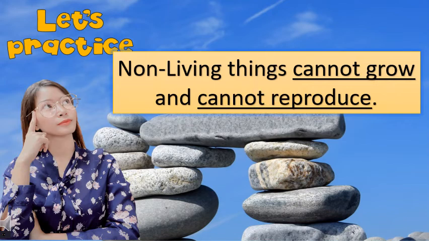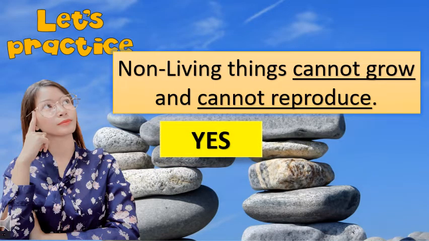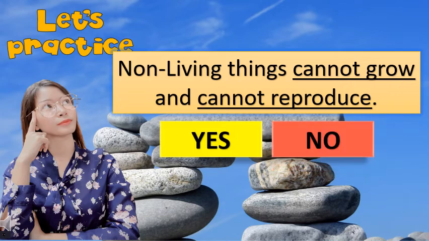Non-living things cannot grow and cannot reproduce. Is it yes or no? Perfect! Yes! They don't grow and they don't have children. They cannot grow and cannot have children. Very good.